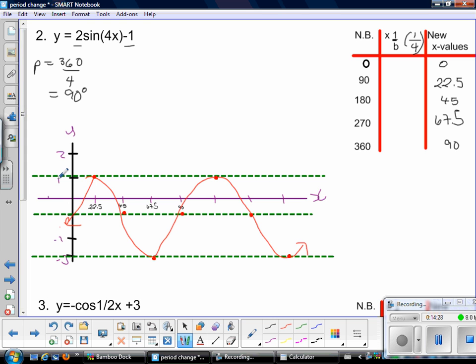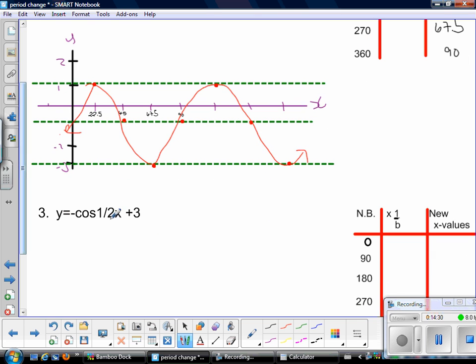Okay, not going to have enough time to get this last one in, but I do want to do it because a couple things going on. One being b is less than 1, and also we have a negative in front of that cosine.